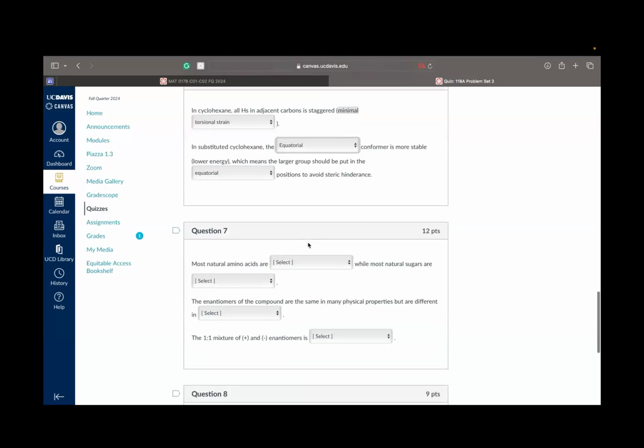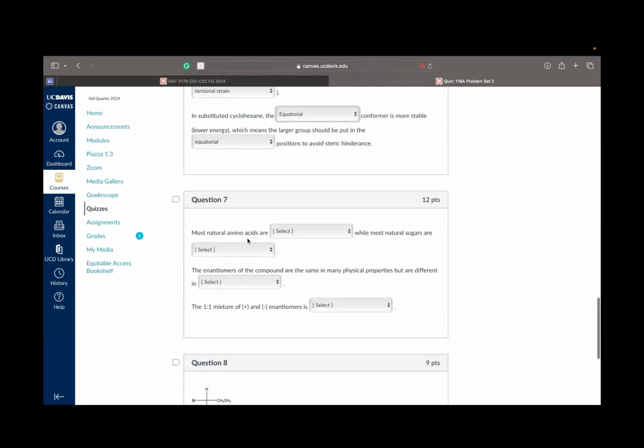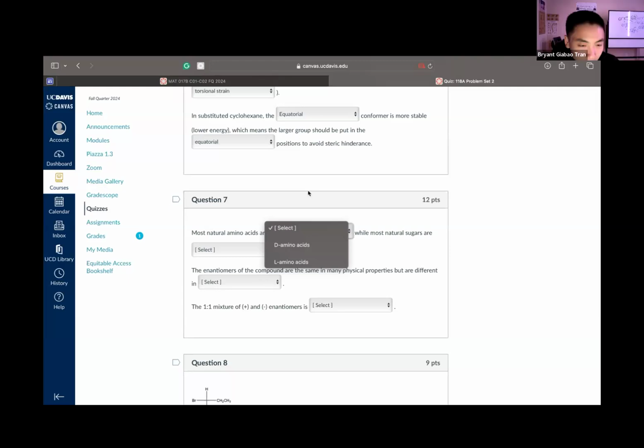So going on to the next question, we haven't really talked much about amino acids and sugars, only by a little bit. So I was wondering if we could maybe try this one, or maybe explaining. She did say D and L, but she doesn't really explain it too much. Right. So amino acids and sugars, that's gonna be the end of 118C.